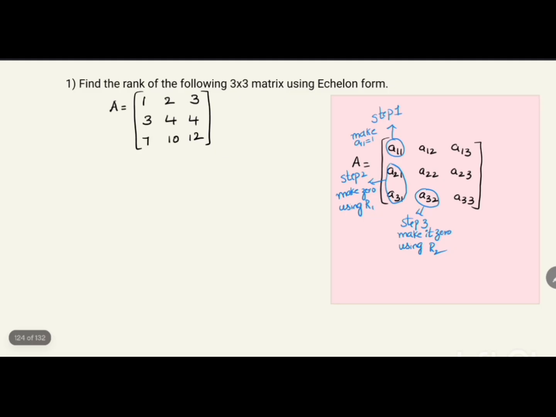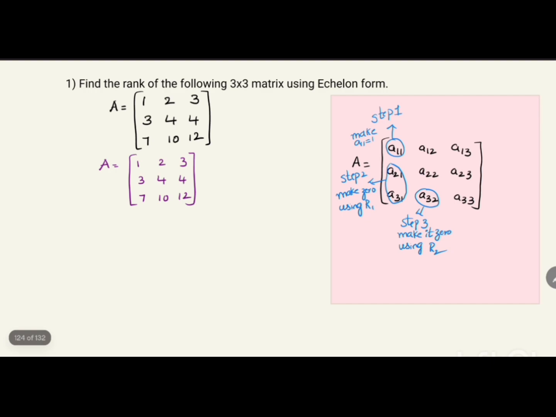Now coming to the problem, we have the matrix A given like this. Let me write down the matrix once again. A is equal to 1, 2, 3, 3, 4, 4, 7, 10 and 12. First let's see what the principal diagonal is here. This is the principal diagonal and I should make these 3 elements 0. Before that, what is the first step? A11 should be 1. Here it is already 1, so there is no need to swap with any other row.